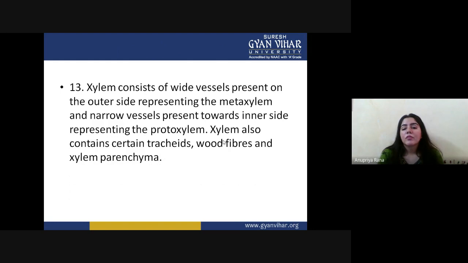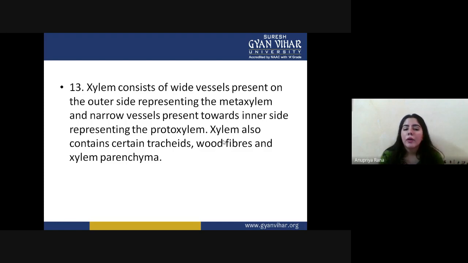Now the xylem consists of wide vessels. So what are the cells of the xylem present in the dicot stem? You can see here, xylem consists of wide vessels present on the outer side, representing the metaxylem, and narrower vessels present toward the inner side, representing the protoxylem. This is also common when we study xylem cells. Metaxylem cells are always present on the outside, and protoxylem toward the inner side. The protoxylem are narrower, the small ones, and the outer metaxylem are the wider, broad ones.